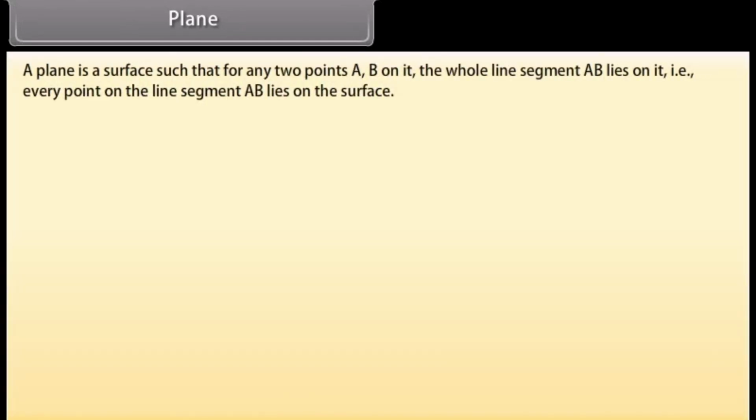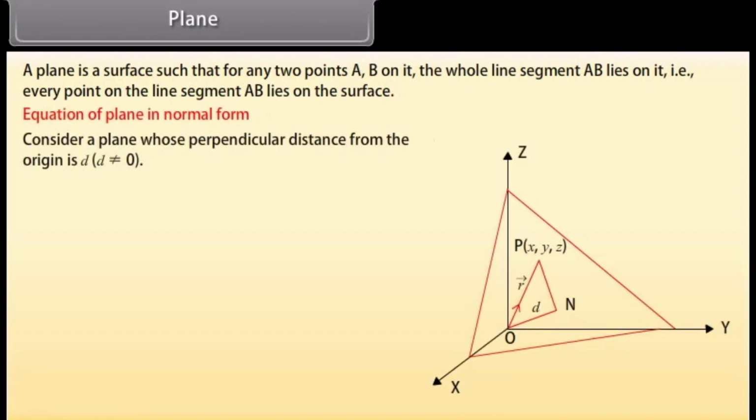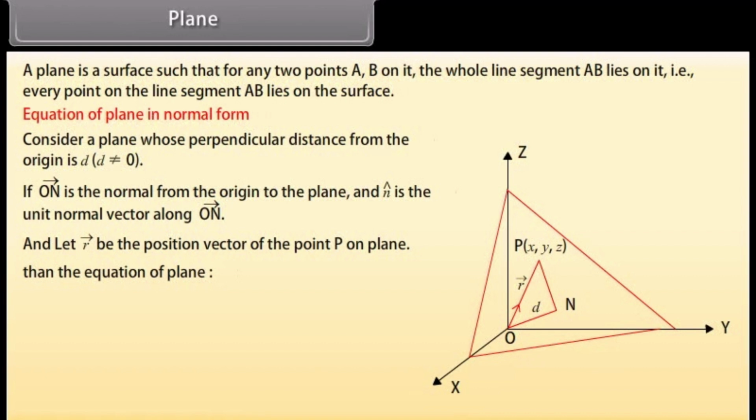Plane. A plane is a surface such that for any two points A, B on it, the whole line segment AB lies on it. That is, every point on the line segment AB lies on the surface. Equation of plane in normal form. Consider a plane whose perpendicular distance from the origin is d not equal to 0. If vector ON is the normal from the origin to the plane, and n cap is the unit normal vector along vector ON, and vector r is the position vector of a point P on the plane, then the equation of the plane is vector r dot n cap equals d.